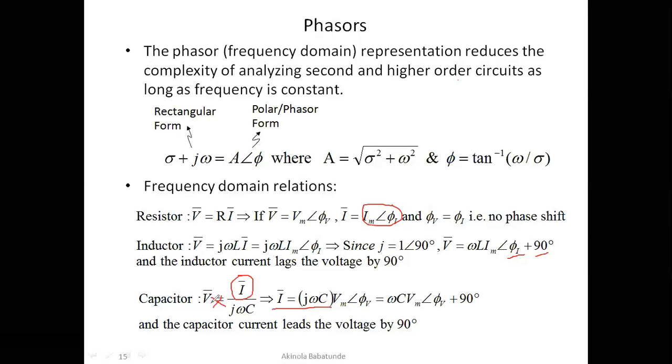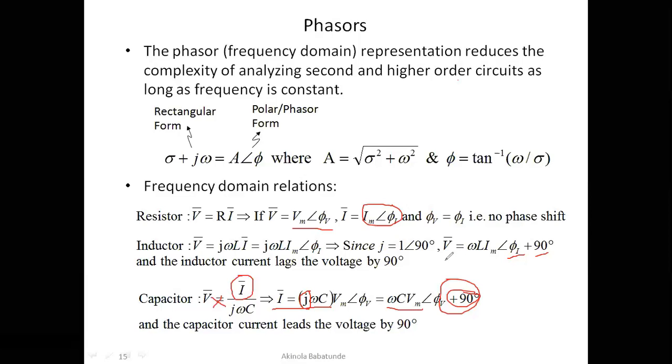Okay, multiplied by V. But our V is the same thing as VM with the phase angle of V. So instead of writing just V, you have VM with the phase angle of this V here. By the way, this J also can be one with a phase angle of 90 degrees. So if you multiply that, what you have is just going to be I equal to WCVM with a phase angle of 90 degrees. There's going to be another phase shift here of plus 90 degrees. Okay, so this is very important, and then we can take it a step further here.